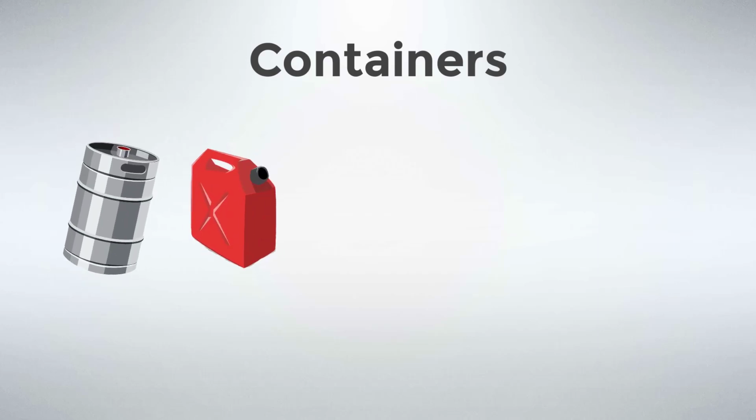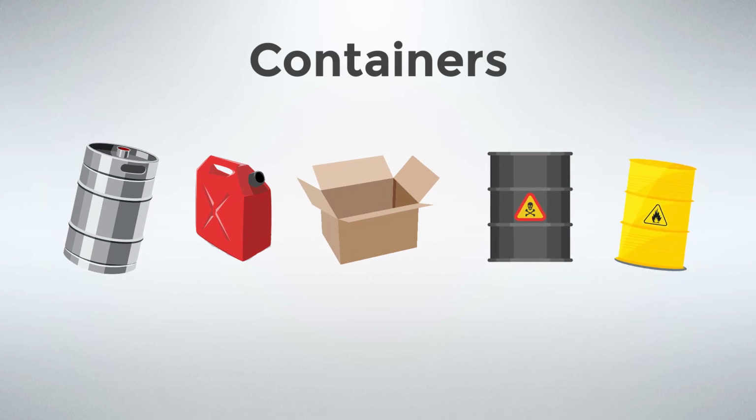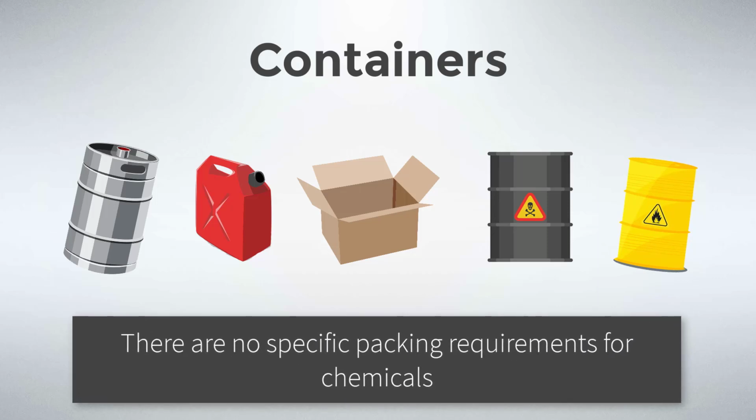Containers. Chemicals can be found in various types of vessels: cans, boxes, drums, bottles, tanks, and pressure vessels. Really, there are no specific packaging requirements which would indicate that a hazardous chemical is contained within. It's for this reason that we must always consider that any type of container or package in the workplace may contain some type of chemical.